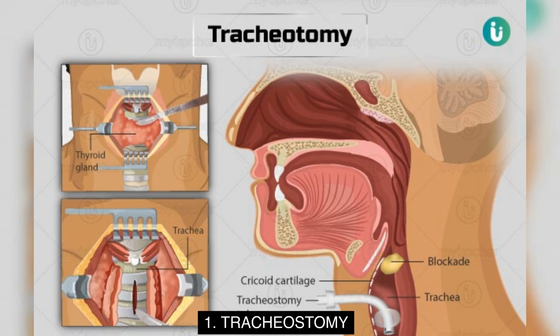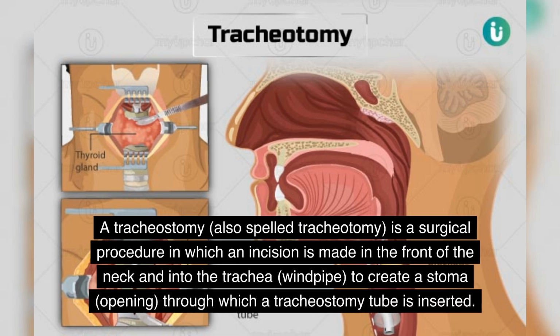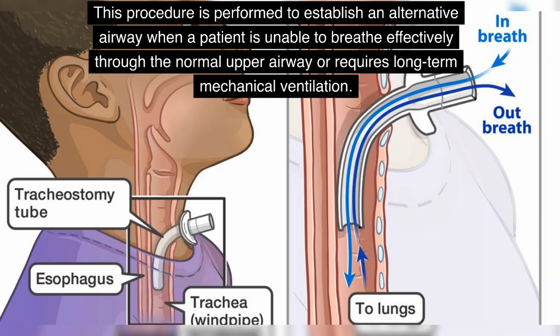1. Tracheostomy. A tracheostomy, also spelled tracheotomy, is a surgical procedure in which an incision is made in the front of the neck and into the trachea, windpipe, to create a stoma, opening, through which a tracheostomy tube is inserted. This procedure is performed to establish an alternative airway when a patient is unable to breathe effectively through the normal upper airway or requires long-term mechanical ventilation.